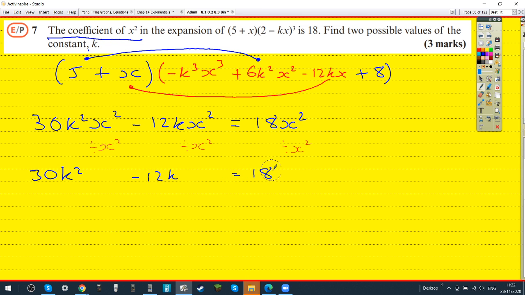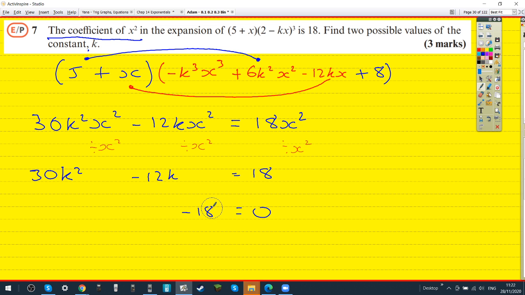And then could you plus 12k on both sides? What type of equation do you have? Is it simultaneous? Quadratic? Yep. So could you put that into a quadratic equation into the calculator? But it has to be in a certain format first. Just equal to 0, so you minus 18 on both sides.